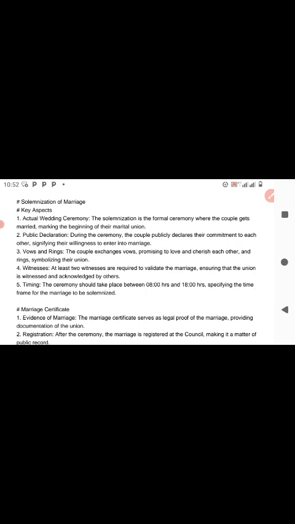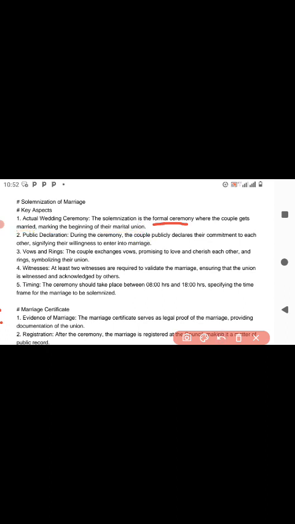All right, now let's talk about the solemnization process as we wind up this first part of statutory marriage. So you see that solemnization here was part of the requirements for statutory marriage. So what are the key aspects under solemnization? So the actual wedding ceremony, that's the thing for solemnization. Solemnization is the formal ceremony where the couple gets married, marking the beginning of their marital union.